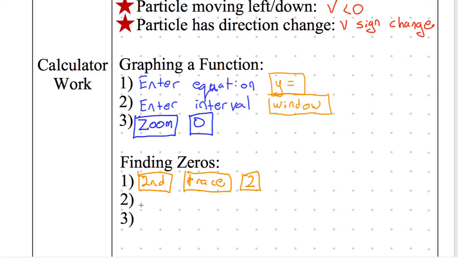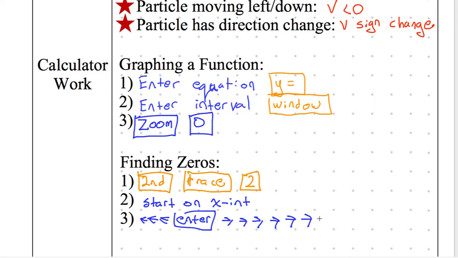I guess the easiest way of doing that is if you just start on where the 0 is. Start on the x-intercept. Then you hit the left arrow key, left arrow key, left arrow key, and then you hit enter. Then you do right arrow key, right arrow key, right arrow key. That will get you back to the estimate. Then 3 more right arrow keys. Hit enter. And then you go back to your original estimation, and then you hit enter. This is the long way of doing it, and it's the easiest way to remember. I'm going to show you a shortcut right now.